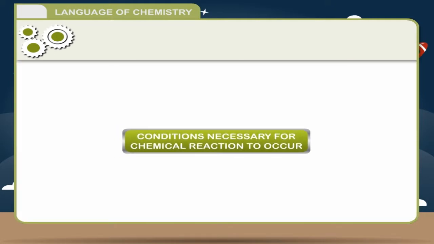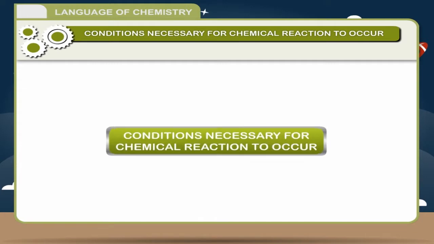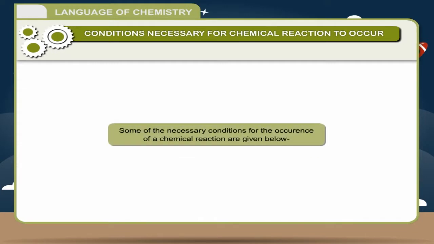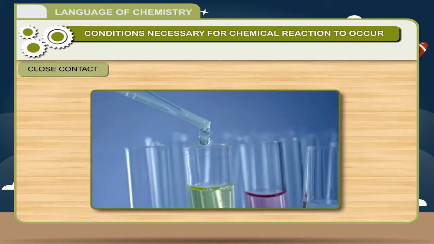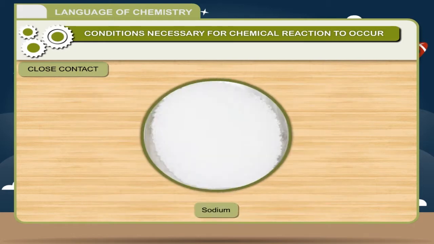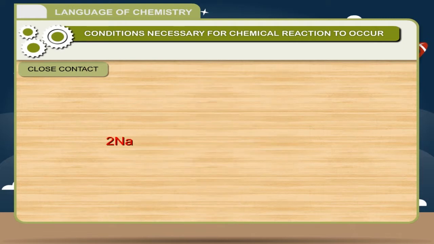Conditions necessary for chemical reaction to occur. Some of the necessary conditions for the occurrence of a chemical reaction are given below. Close contact. Close contact enhances the reactivity of reactants, which is necessary for the occurrence of a chemical reaction. For example, sodium reacts vigorously when it comes in direct contact with cold water. 2Na + 2H2O gives 2NaOH + H2.